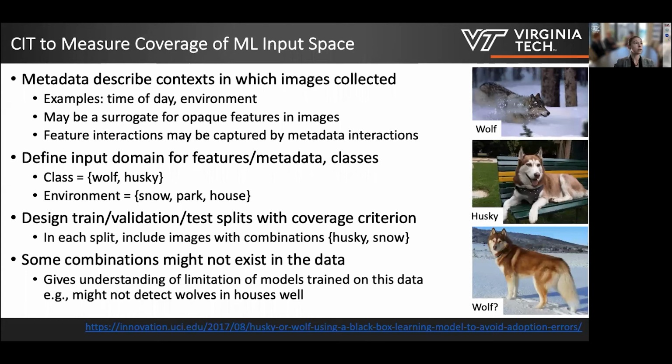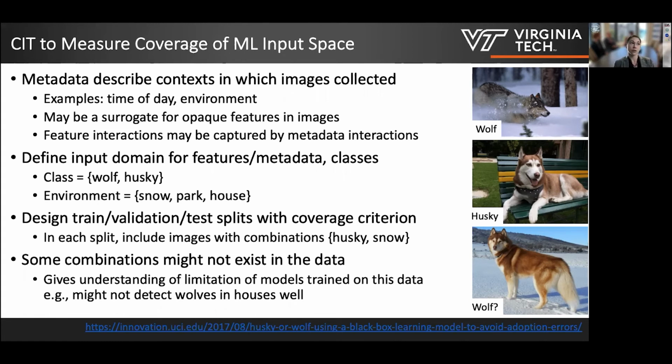Now, luckily, we have some ideas to deal with this. One idea is to use combinatorial interaction testing to measure the coverage of the machine learning input space. One idea is to use metadata, and metadata describe the context in which images are collected. Examples of metadata are time of day or environment. These are not necessarily the pixel features in the images for an image classifier, but they might say, this image was collected at nighttime, or this is an image that was collected outdoors. This is an image that was collected inside someone's home.